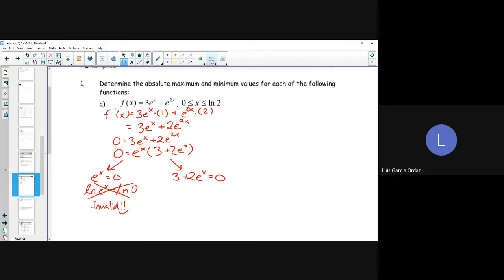Now, I get 3 is equal to negative 2e to the x, divided by negative 2. And I get negative 3 over 2 is equal to e to the x. Will this ever happen? If we look at my natural log function graph, will I ever get a negative value? No. Which means this is also invalid.